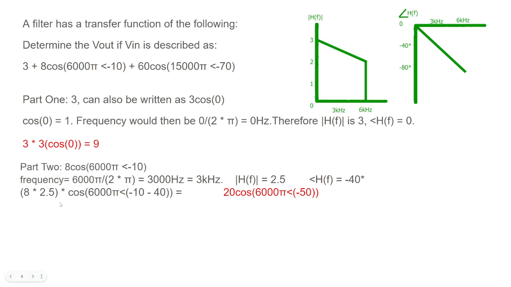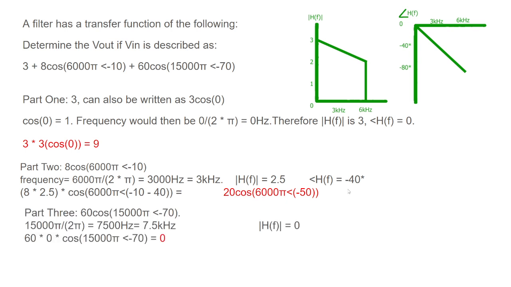degrees. The next step is to just do 8 times 2.5, multiplied by cosine of the original value inside of 6,000 pi, with the phase angle of the original one plus the amount we just found, to give us 20 cosine 6,000 pi with a phase angle of negative 50.